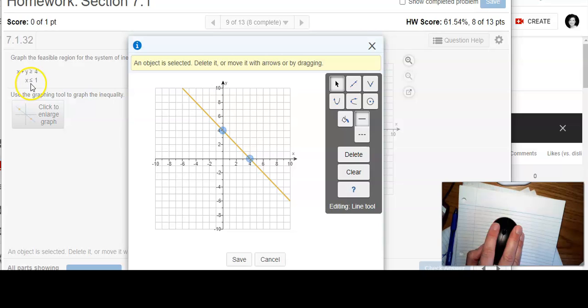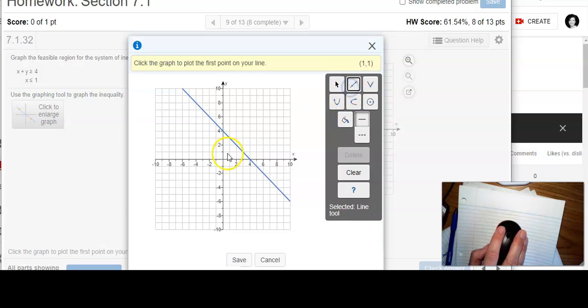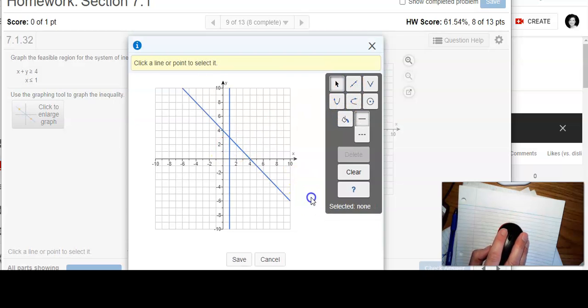X is less than or equal to 1, so this is a vertical line that slices through the x-axis at 1. So I've got x needs to be smaller than 1, so I would be shading to the left of there. So I've got 2 areas to consider. I don't need to consider these because x is bigger than 1.